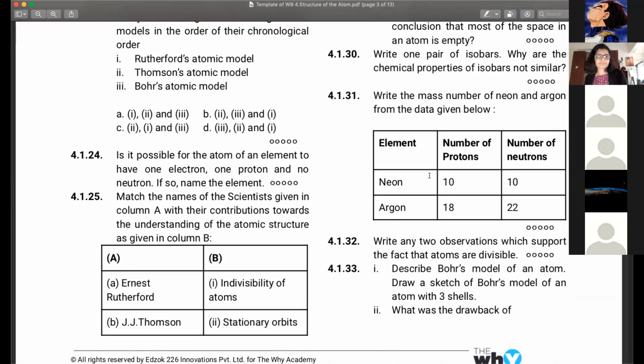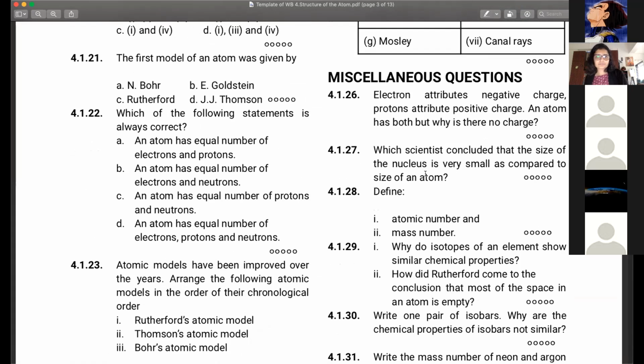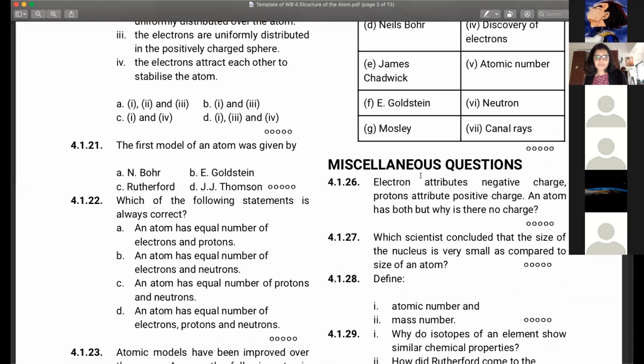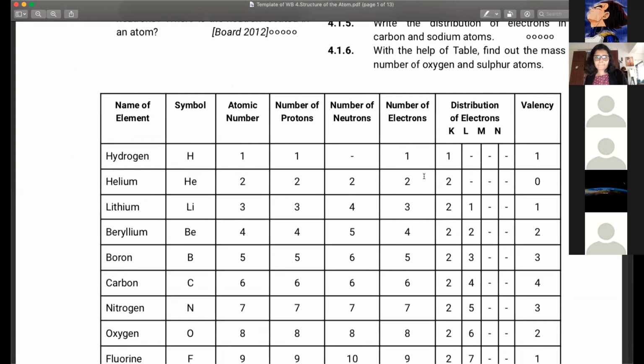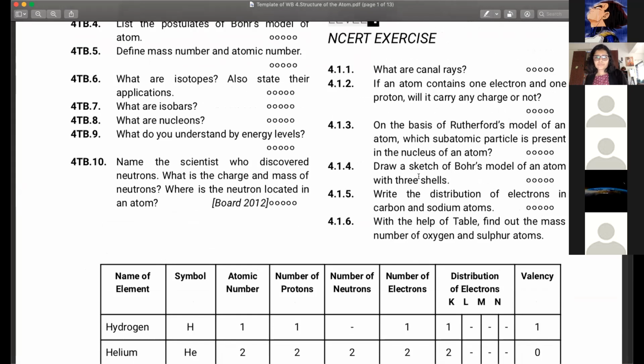Okay? Ma'am, there was this question like 4.1.4, I guess, saying draw a sketch of someone's model. So do we have to do that question? Yeah. Whenever there's a sketch, it's just 3 circles, just put a dot in the center. Bohr's model, na? So Bohr is the one who said the atom looks like this. So you just have to do this, 3 shells ke saath. Okay.